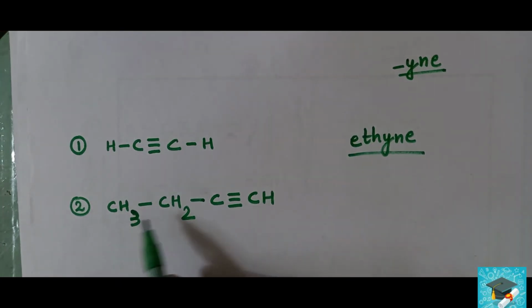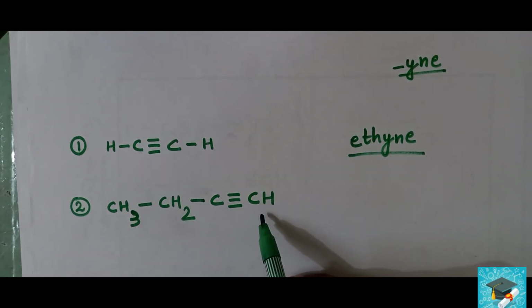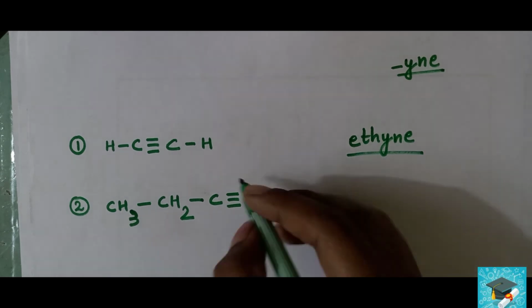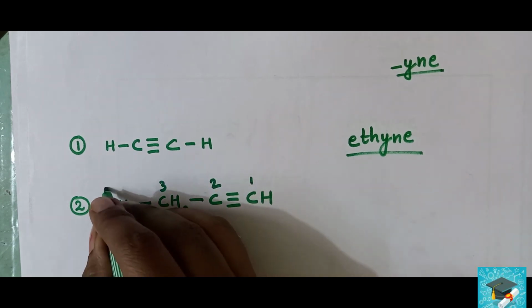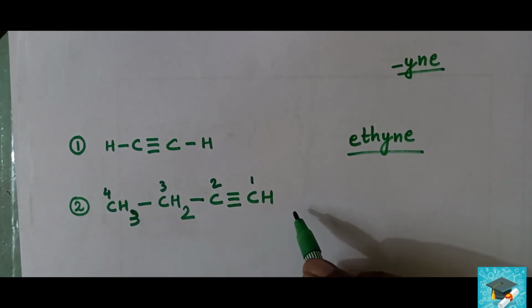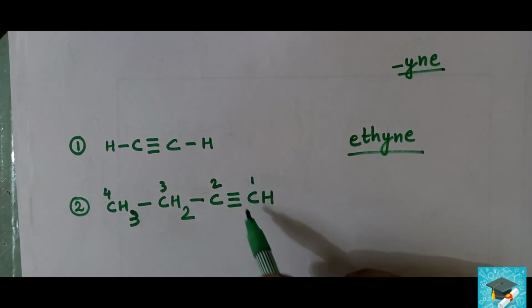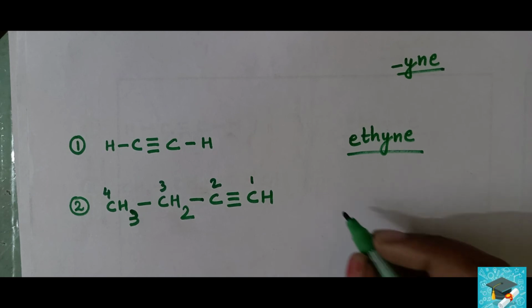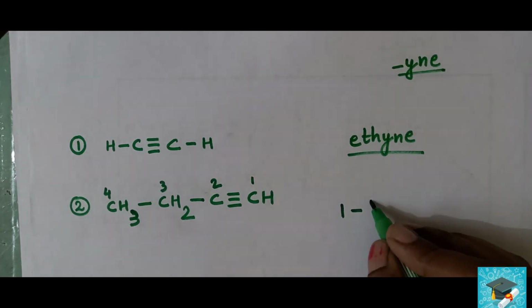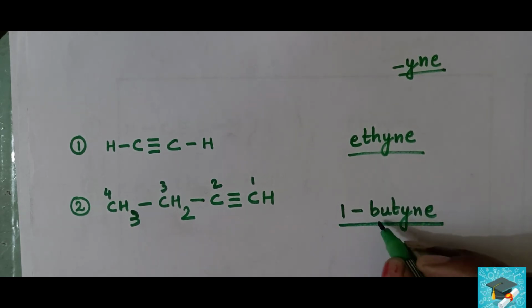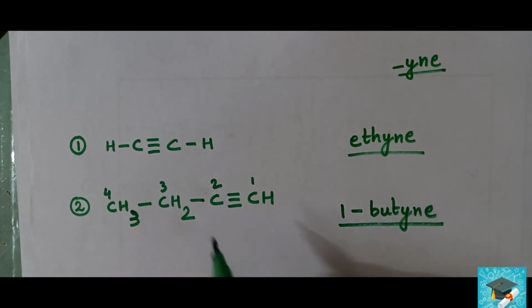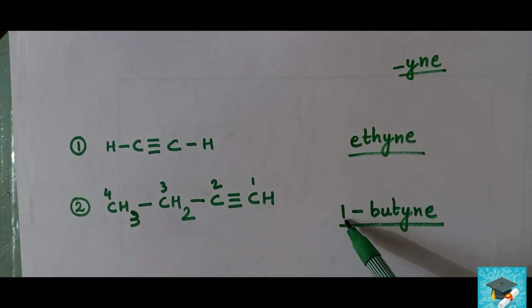And in the second case, CH3, CH2, C triple bond CH. So here once again we'll start labeling from the right hand side so that the carbon containing the triple bond gets the least count. So here we have 4 carbon atoms and the first carbon atom is containing the triple bond. So the name will be 1-butyne. "But" prefix is used because 4 carbon atoms are present, 1 because the first carbon is having the triple bond, and "yne" because it is an alkyne.